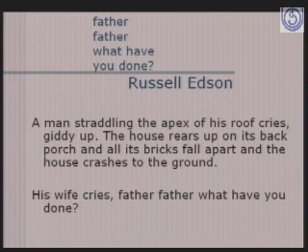By Russell Edison. A man straddling the apex of his roof cries, "Giddy up." The house rears up on its back porch, and all its bricks fall apart, and the house crashes to the ground. His wife cries, "Father, Father, what have you done?"